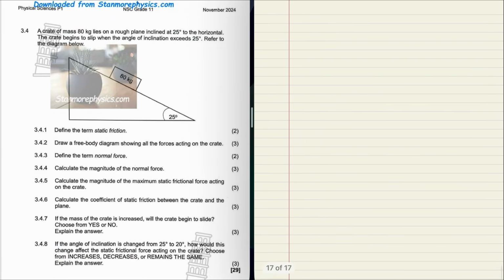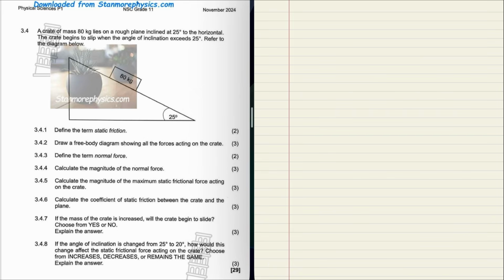Question 3.4. A crate of mass 80 kilograms lies on a rough plane inclined at 25 degrees to the horizontal. The crate begins to slip when the angle of inclination exceeds 25 degrees to the horizontal. Okay, I've read that. Refer to the diagram below. Question 3.4.2. Draw a free body diagram showing all the forces acting on the crate. So 3.4.2, there's going to be weight, there's going to be a normal force, and there is going to be friction.